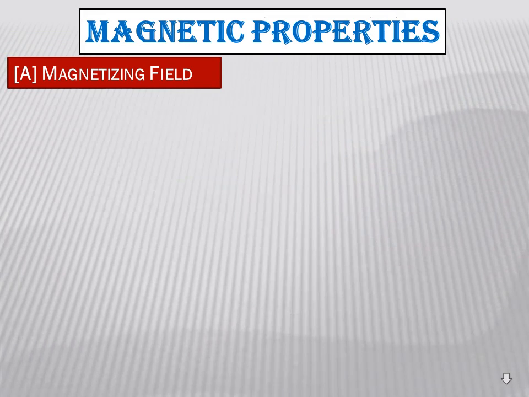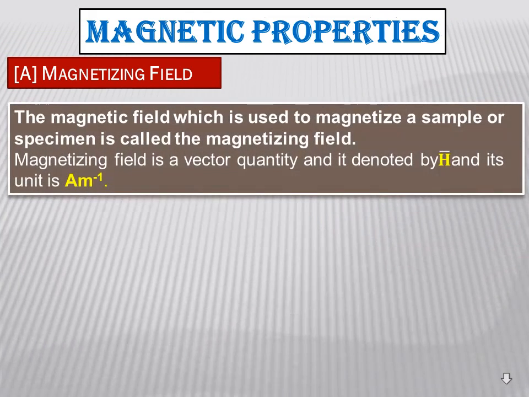The first parameter is magnetizing field. The magnetic field which is used to magnetize a sample or specimen is called magnetizing field. Magnetizing field is a vector quantity and is denoted by H vector, and its unit is A m^-1.